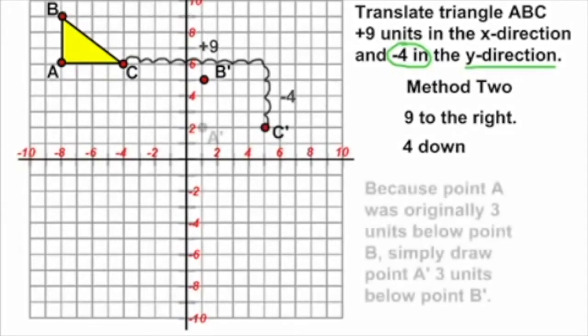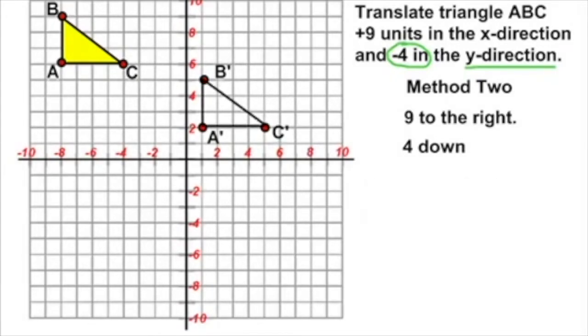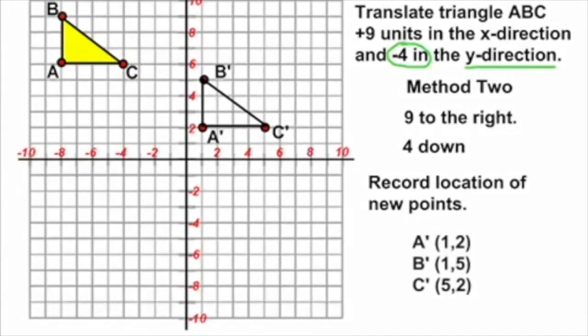After that, we can connect our 3 vertices and see that we have a triangle which is congruent to the original. One thing that should be noted with any translation is that the new shape should be congruent to the original shape. If it is not congruent to the original, then 1 or more points must be plotted in the incorrect location.